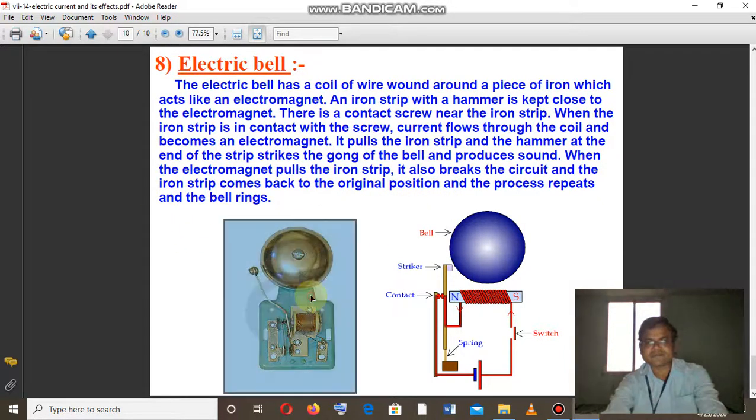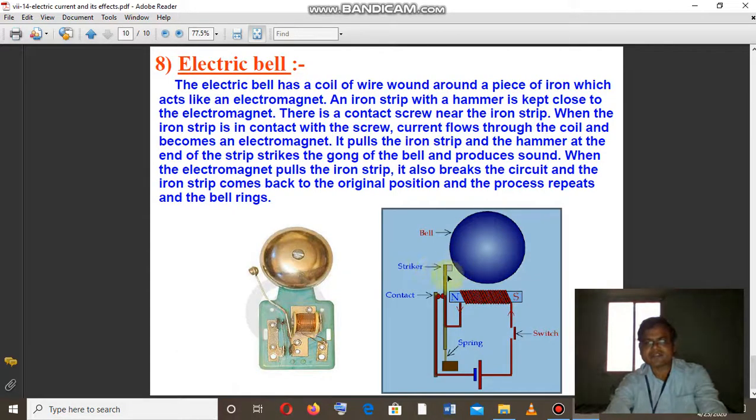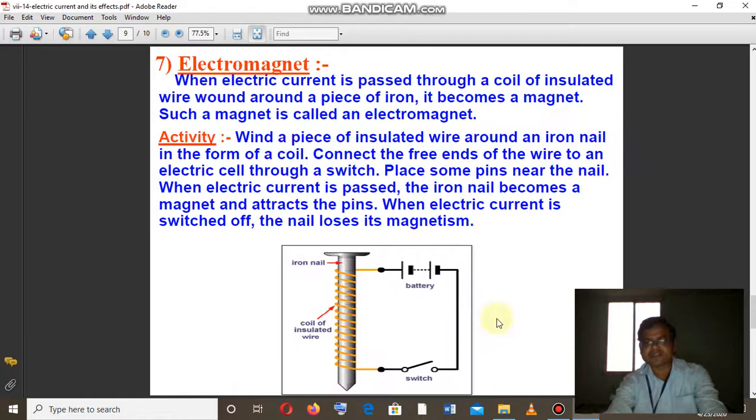This is the circuit. This is the bell. This is a striker. This is the contact. This is the electromagnet.